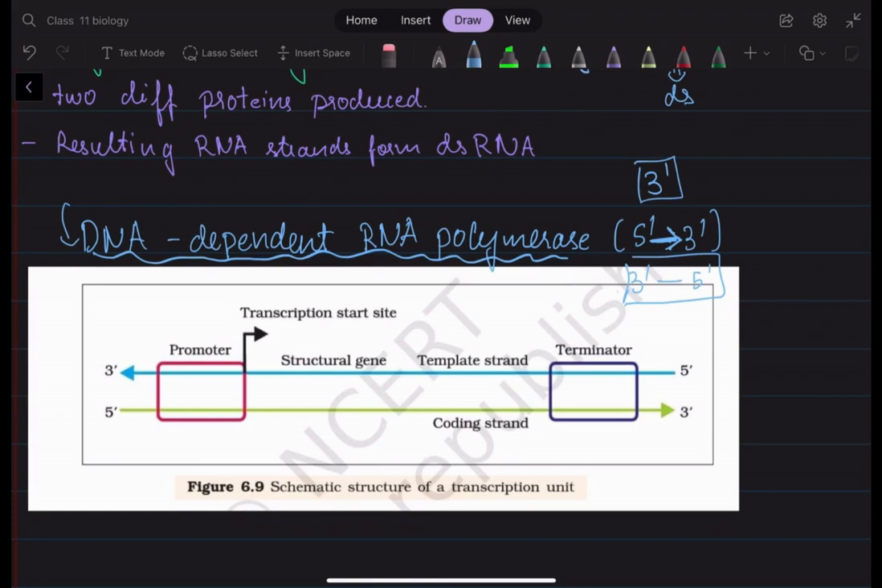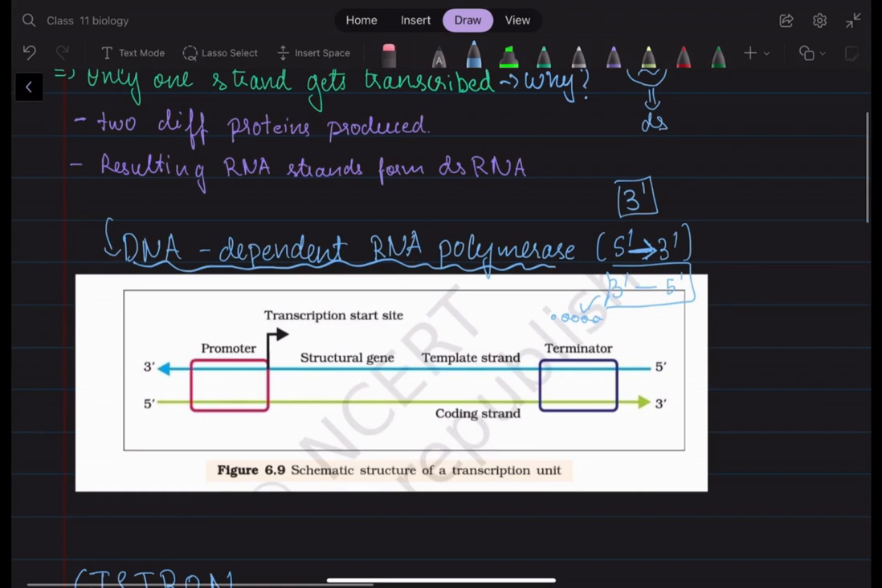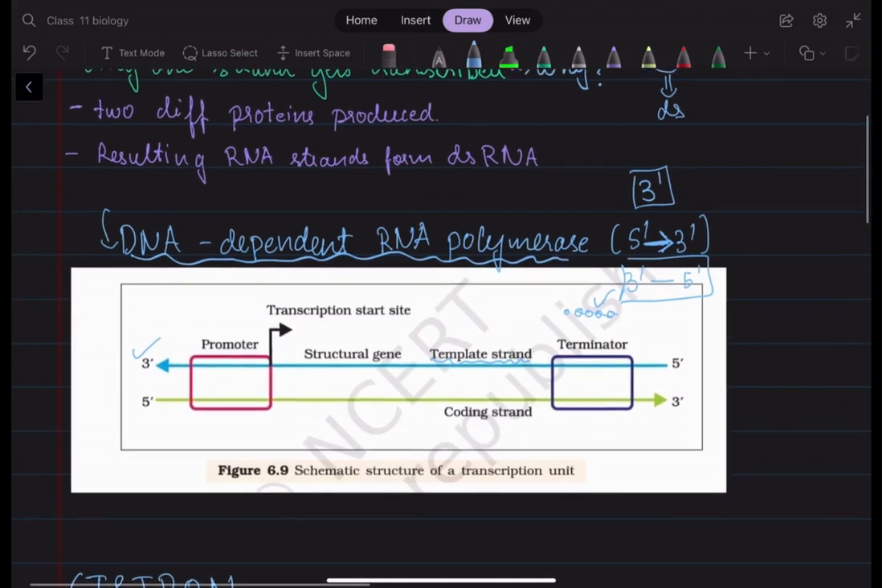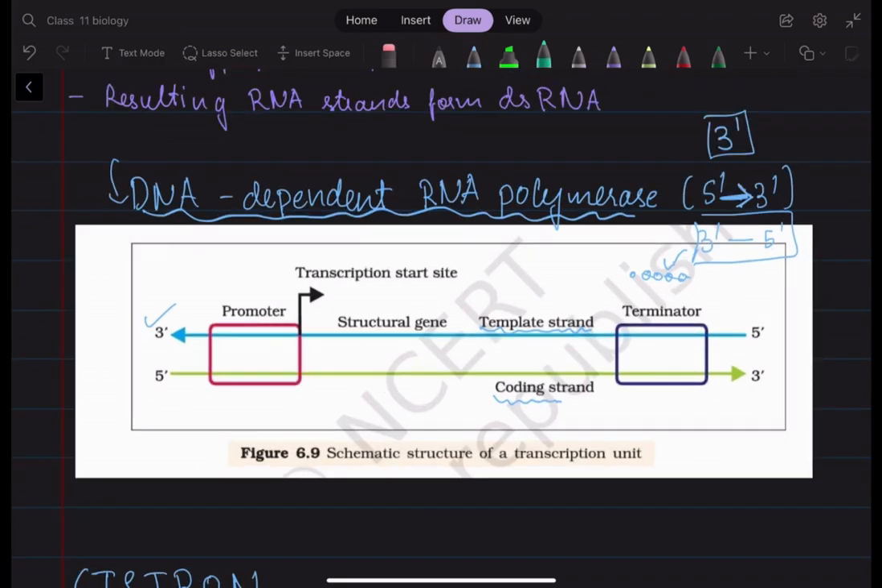That means using this strand, the RNA polymerase will put the corresponding nucleotides and make the RNA. In this case, you can see this strand will be our template strand because it runs the other way around. That is why we call it the template strand, because we use this strand to form the RNA. And you can see the other strand. This is the non-template strand, or we can also call this the coding strand.